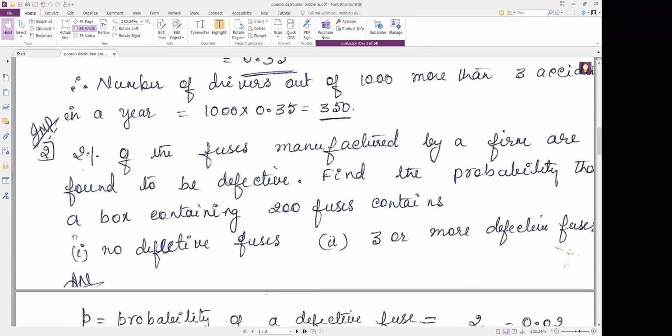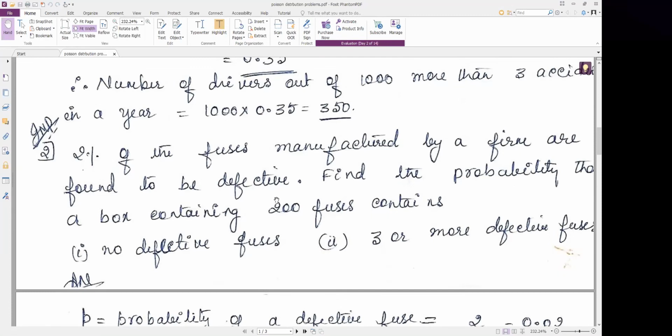Find the probability that a box containing 200 fuses contains no defective fuses. Second question is 3 or more defective fuses. Now here they have not mentioned whether we need to do it by binomial distribution or by Poisson distribution. But we can see here, 2% of the fuses manufactured by a firm are found to be defective.